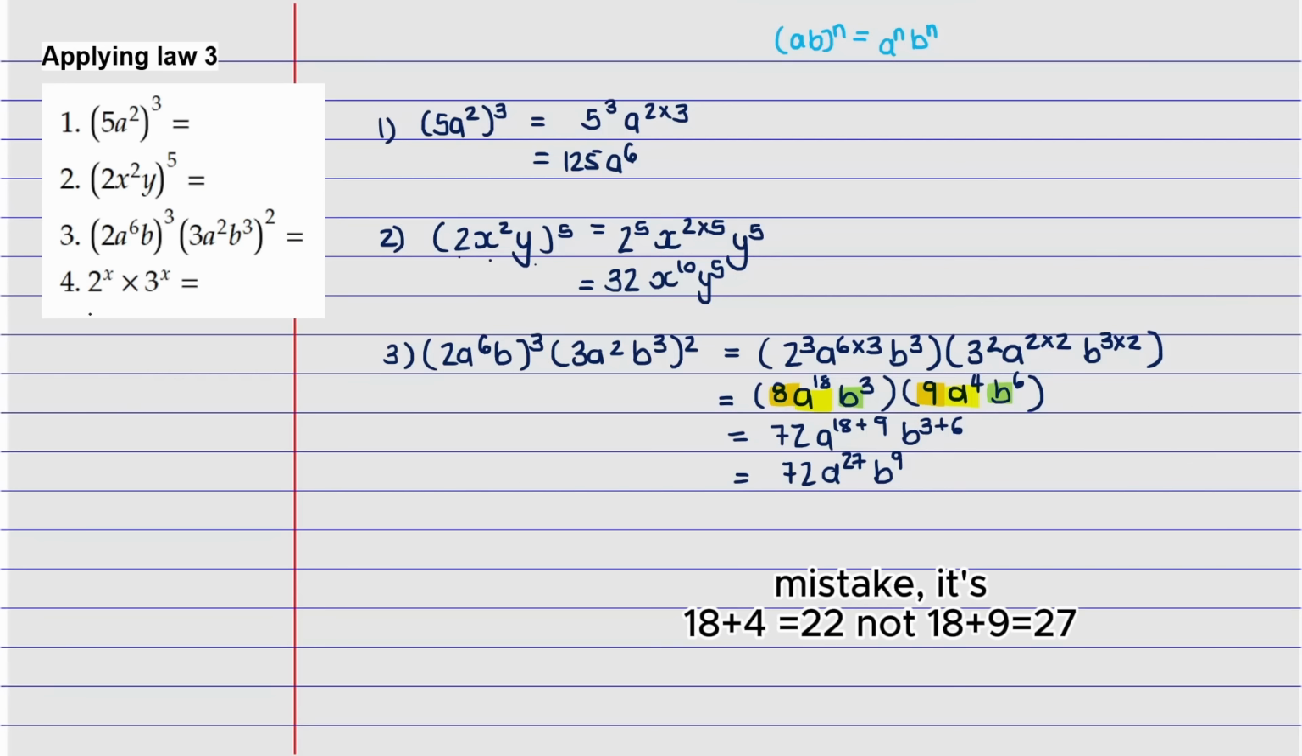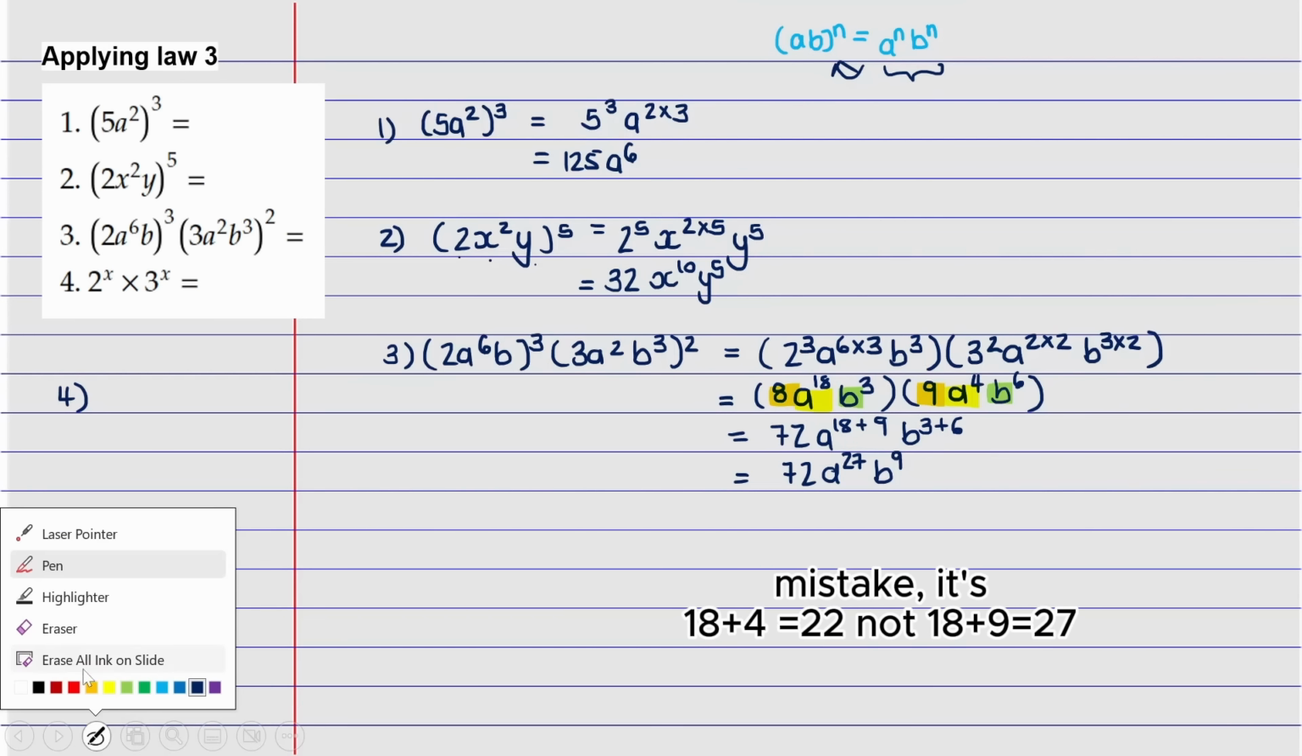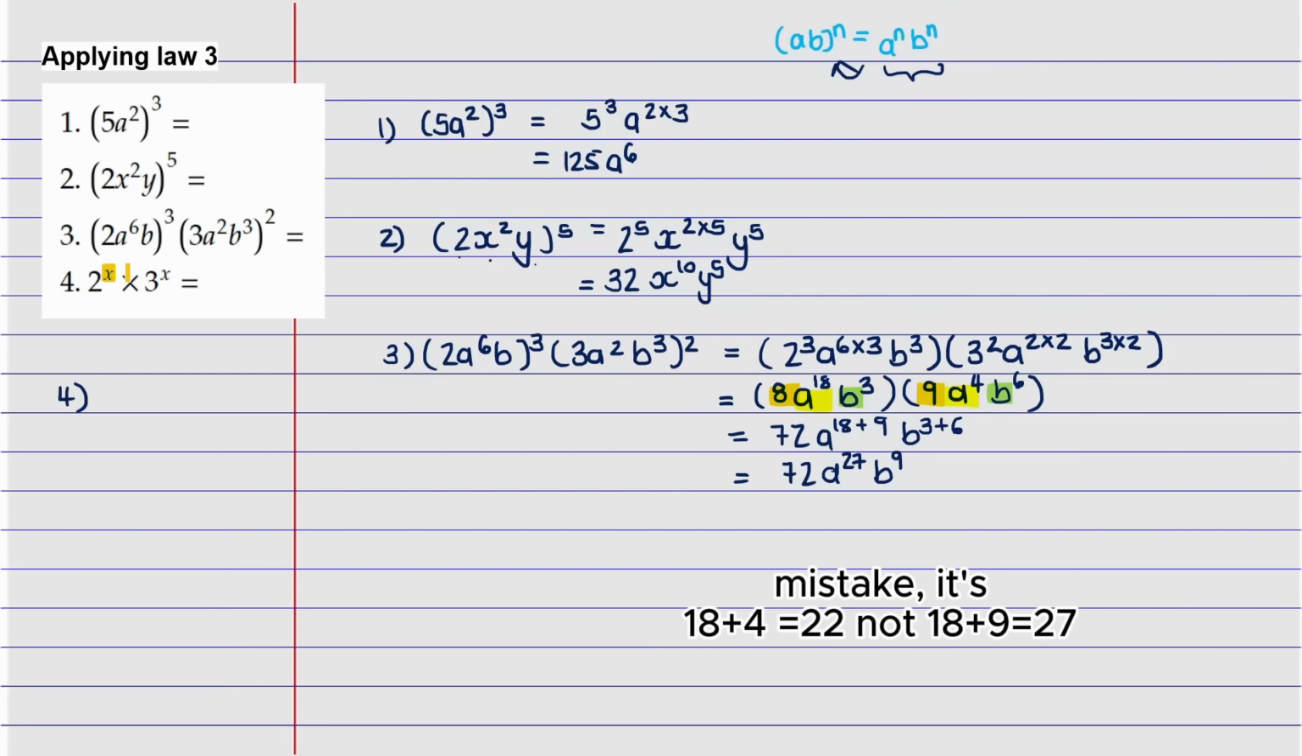So now moving on to question number 4. Question number 4 is actually the reverse of this law. So here in question number 4, they actually gave you this portion. They want you to change this into this. That's what's happening. So what do we see? We see the fact that we have a common what? We see the fact that we have a common exponent.